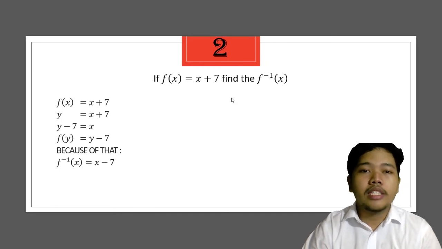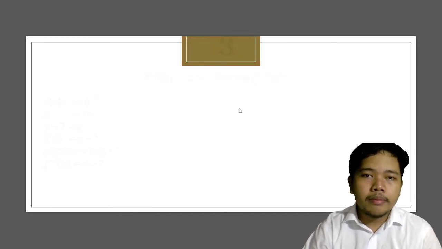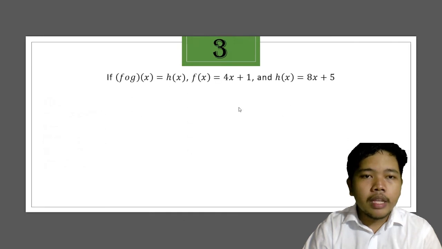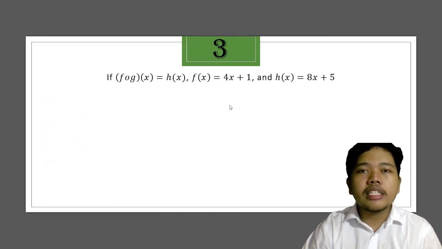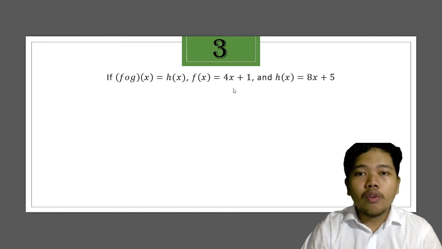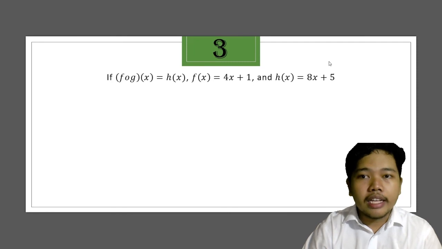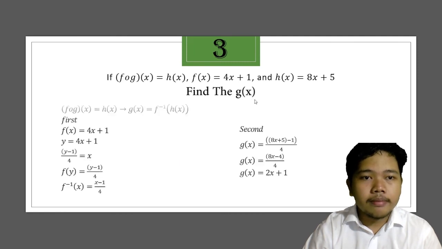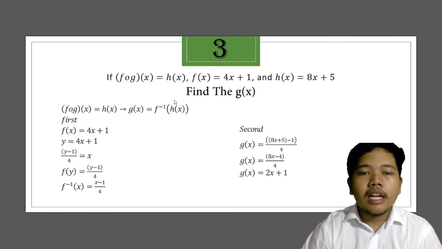Next, the third question. If f of g(x) is equal to h(x), and f(x) is equal to 4x plus 1 and h(x) is equal to x plus 5, then find g(x), right? f of g(x) is equal to h(x). Because of that, g(x) is equal to f inverse of h(x).